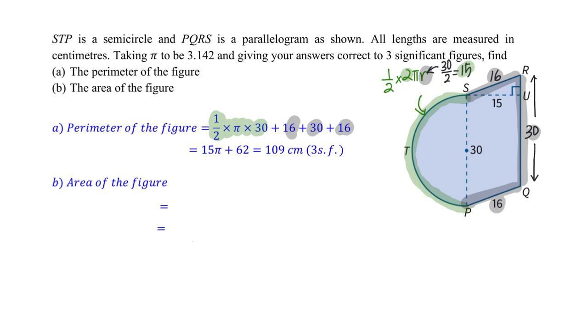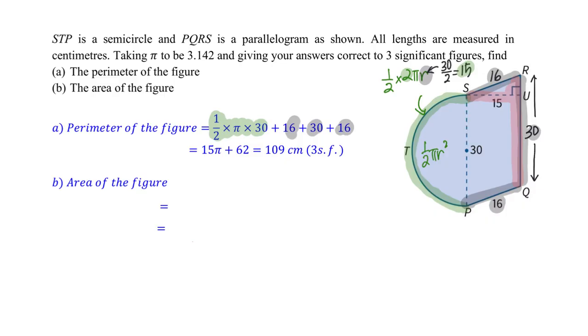Okay. As for the area of the figure, you will then see that the area is half of pi r square, which is the semicircle, followed by base times height of the parallelogram. And I must make sure the base and the height is 90 degrees.